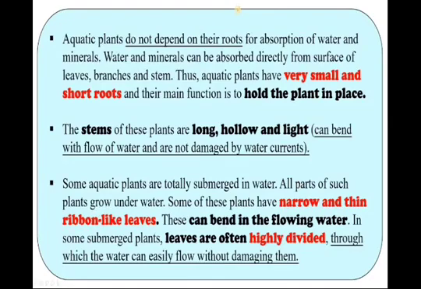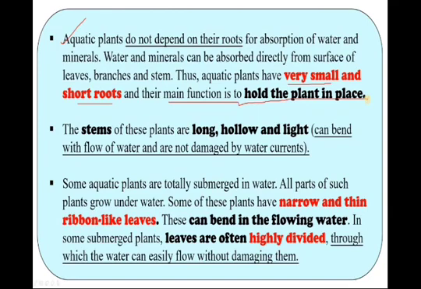Okay, children, let's study in detail how the root and stem actually help them to survive in water. Aquatic plants do not depend on their roots for absorption of water and minerals. Water and minerals can be absorbed directly from the surface of leaves, branch and stem. Thus aquatic plants have very small and short roots, and their main function is to hold the plant in place.